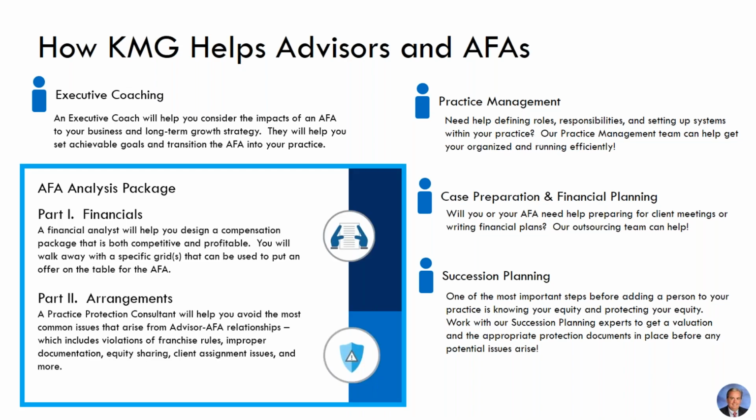So specifically to today's service, which is our AFA analysis, our package includes two things. One is part one, which is the financials. And so you would work with Shana to come up with a couple of scenarios. It may be independent advisor or independent contractor versus employee, and different models where you may look at it on a salary basis or creating a payout grid. There may be bonuses involved. There may be employee benefits if they're an employee. And so Shana will work through all of the financials with you.